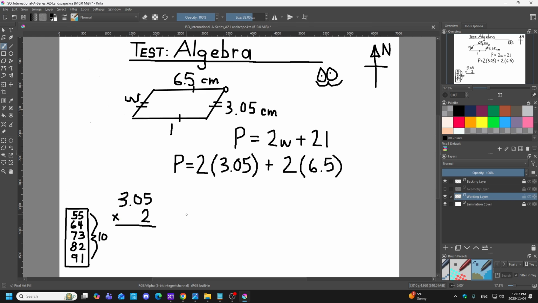Now, another way that you can do this, since there are only 2 that we're going to be multiplying, is we can also just simply add the 2 values together, and you would get the same answer. Remember, always line up your decimals when you're adding decimal values.